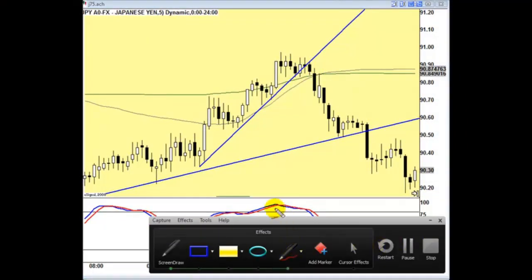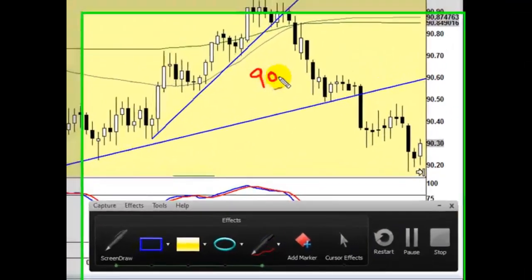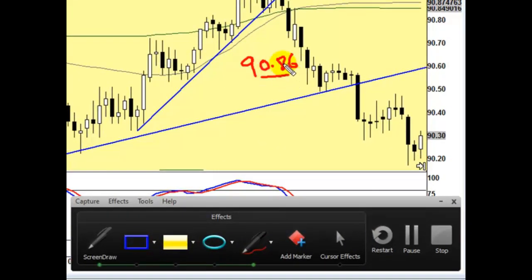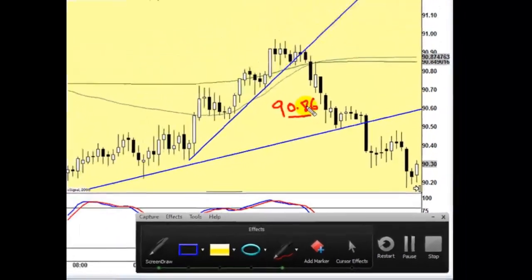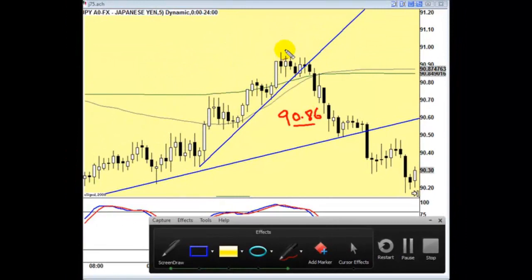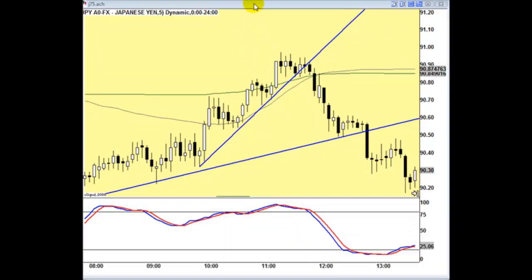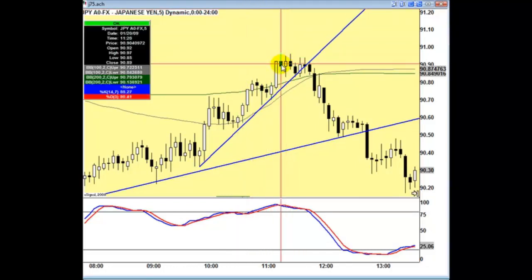Okay, so my selling price is 90.86. Now we need to check whether that is close enough to where the stop loss needs to be. In other words, we need to be within 30 pips of the stop loss in order to validate that trade. So the high is over here, and just remember that 90.86, and the high of this candle, in other words the top of this pattern, is 90.95.